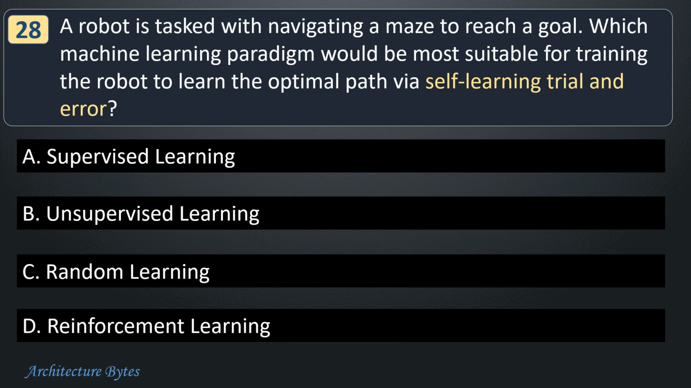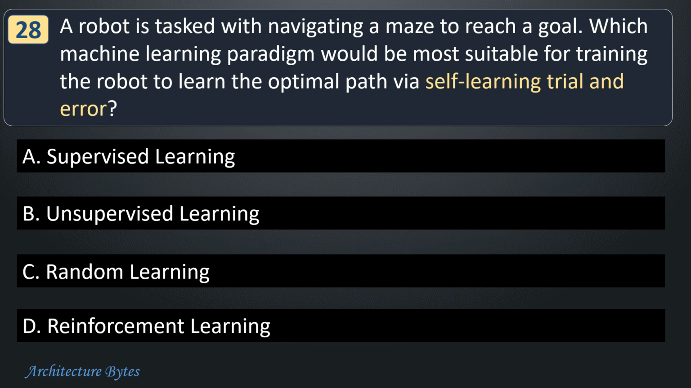A robot is tasked with navigating a maze to reach a goal. Which machine learning paradigm would be most suitable for training the robot to learn the optimal path via self-learning, trial and error? Our options are supervised learning, unsupervised learning, random learning, or reinforcement learning.